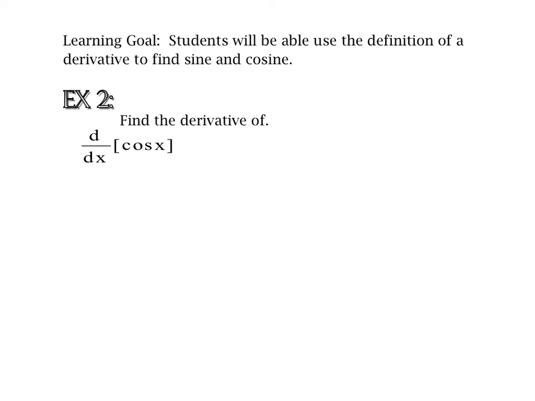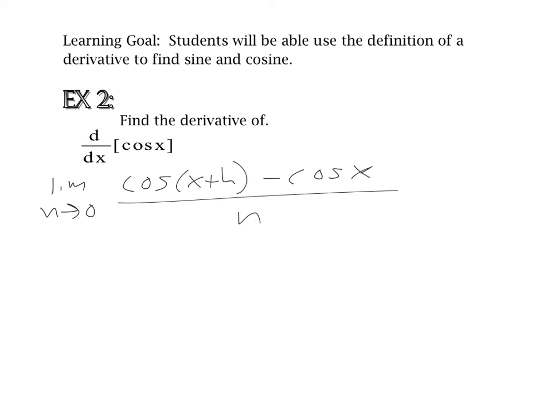Okay, and this is one you should be able to do on your own. I'd encourage you to try it. Maybe pause the video and just try it, and then I'm going to do it in just a second here so you can check to make sure you did it correct. Okay, let's use the limit definition. The limit as h approaches 0 of cosine x plus h minus cosine x all over h.